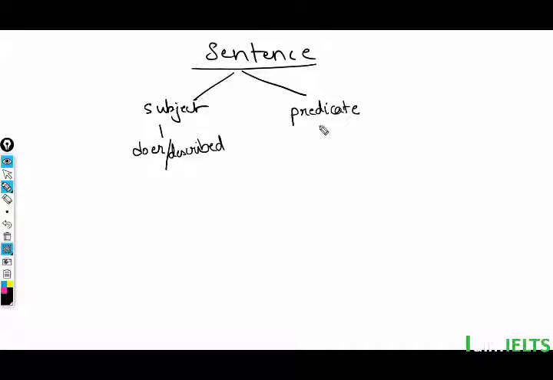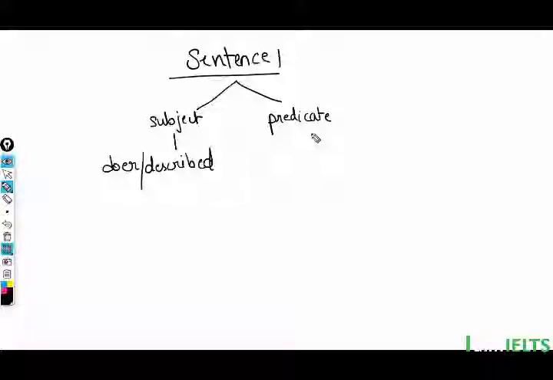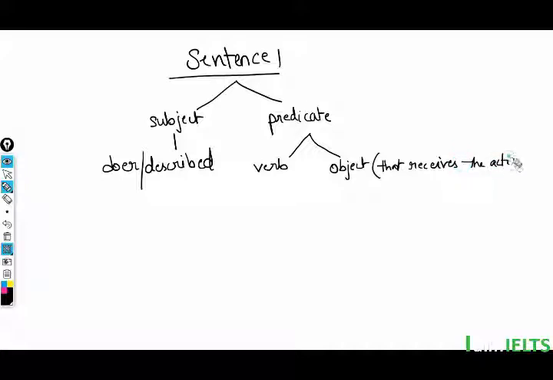Predicate. Now predicate is nothing but whatever is left in a sentence after you have written the subject, all that comes under predicate. If I have to take an ideal, or I would say a simple sentence structure here: predicate can be divided into verb and object. Object is the person or a thing that receives the action. So object is the one who receives the action. Verb is the action done. And subject is the one who does the action.